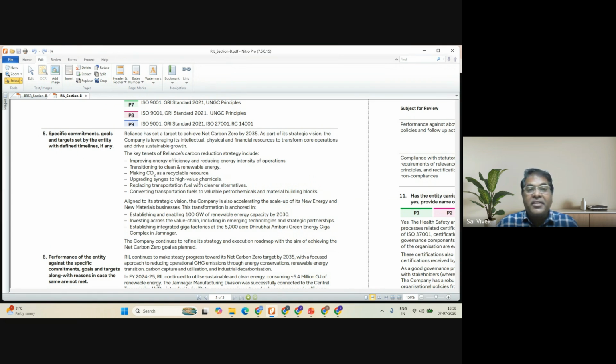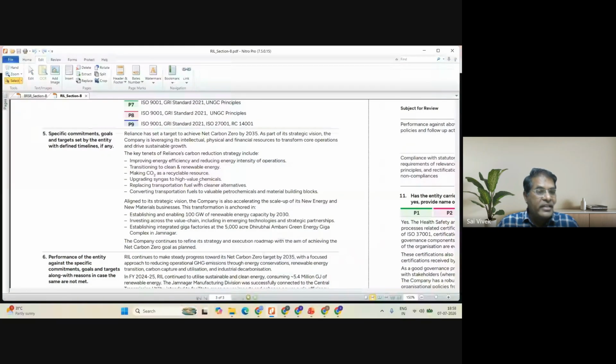The company continues to refine its strategy and execution roadmap with the aim of achieving the net zero goal as planned by the year 2035. So these are the specific commitments given by Reliance. Very attractive, very encouraging, very nice.